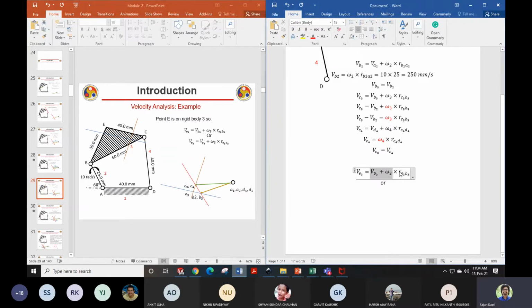Everything is known, right? In this equation, you know VB3, you know omega 3, you know R3, RE3, B3, and you know the direction also of omega 3. You know everything. You can get velocity of E3 from this equation also, just by drawing a vector. But I don't want to do that. What is the other way of doing it?